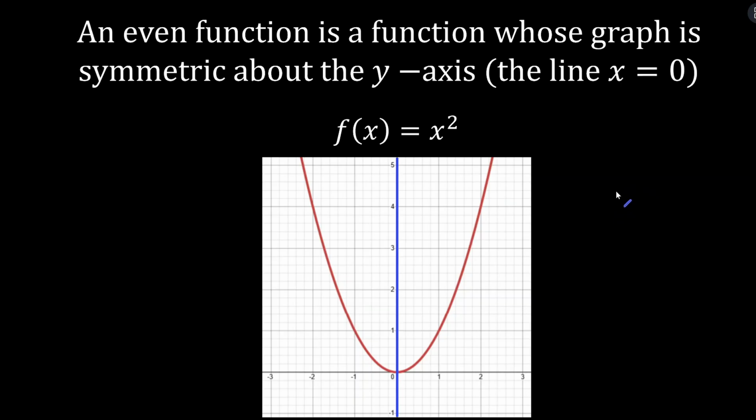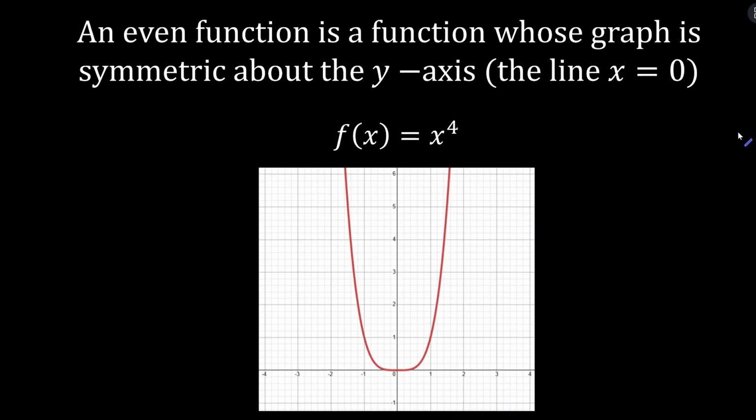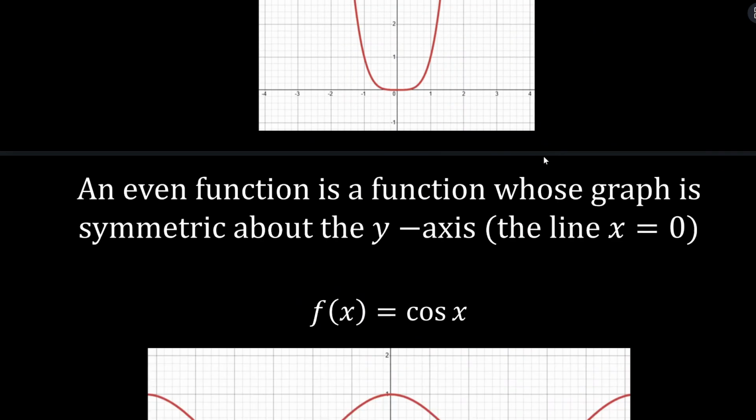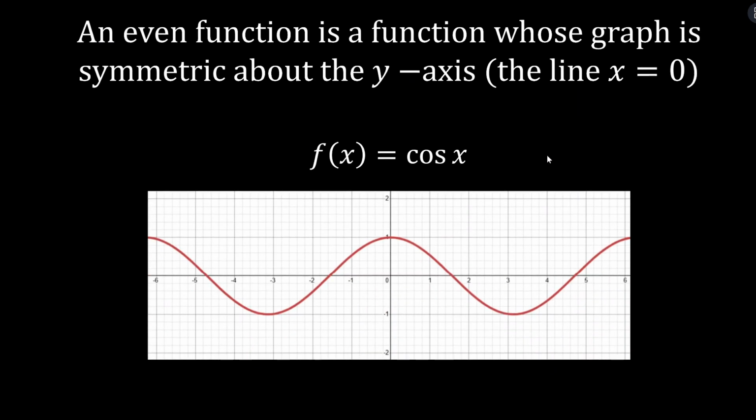The same thing happens with this function, f of x equals x to the 4th power. We see that same symmetry. And finally, here's a fun one, f of x equals the cosine of x. Even if you're not familiar at all with cosine or its graph, hopefully you can look at this graph and tell that we have this symmetry. We can draw this vertical line and we can fold the right side over and it lands on the left.